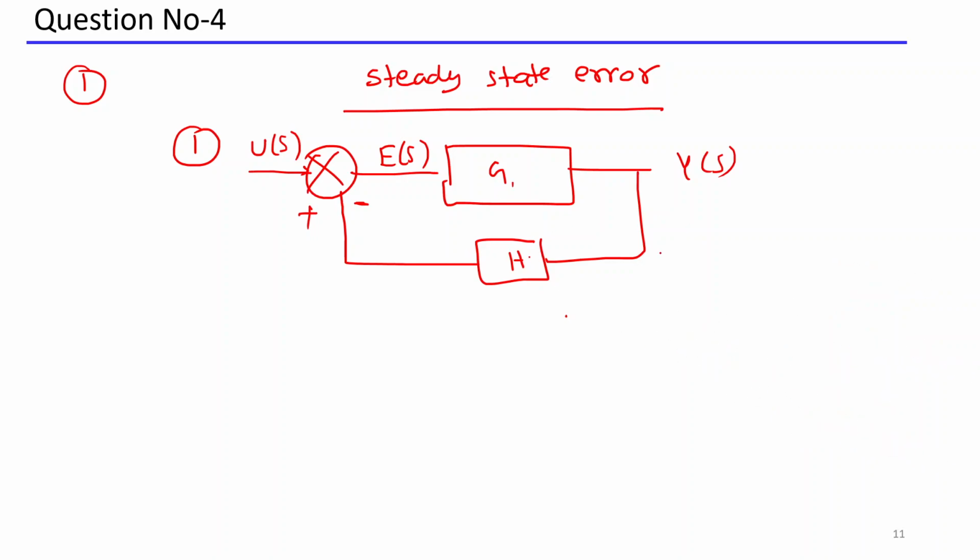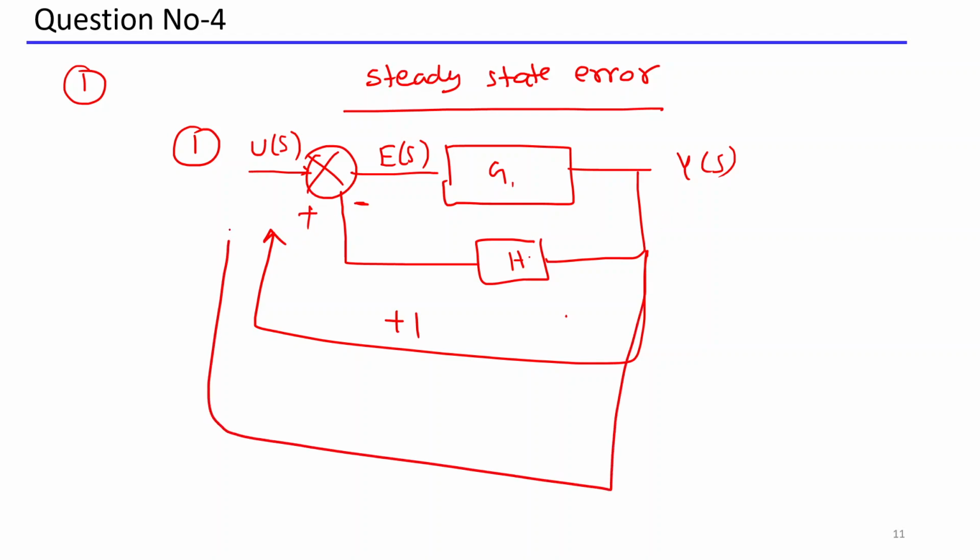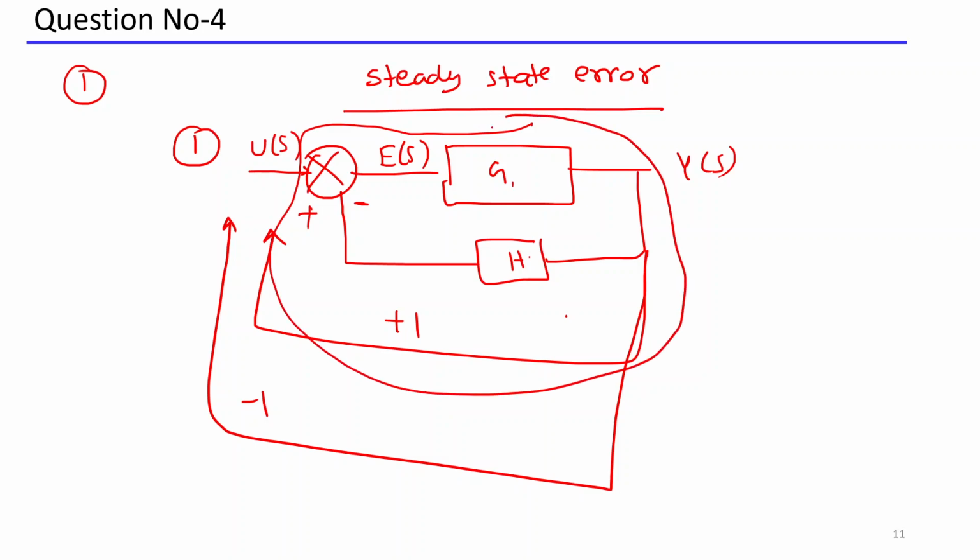Then how do we do it? You first apply one positive feedback, plus 1, at this point, and one negative feedback, minus 1. Leave this negative feedback and convert this part into a transfer function. So first tell me, what is the transfer function of G and H? I can write directly G divided by 1 plus GH.